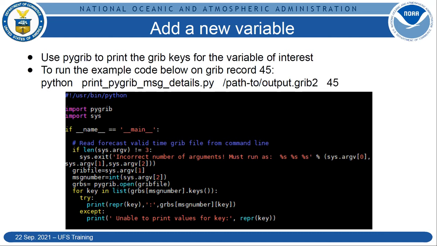The example I'm going to go over is precipitation rate. So if you locate which number it is in the file, let's just say it's grid record 45, for example, then you would be able to run this code here to determine what the grid keys are. To run this example code on grid record 45, you would just do python, and then the name of the script, I'm calling it print_pygrib_message_details.py, and then the path to your grib2 file, and then the grid record number in the file. So again, I'm just saying it's number 45 in the file here.